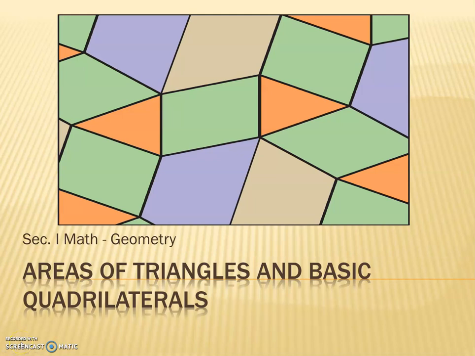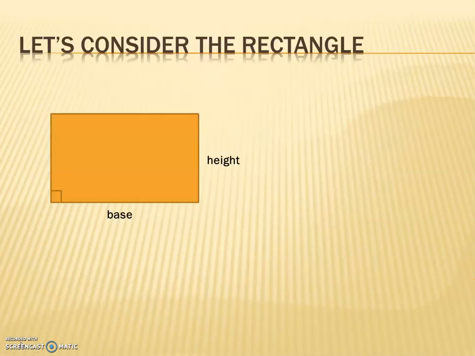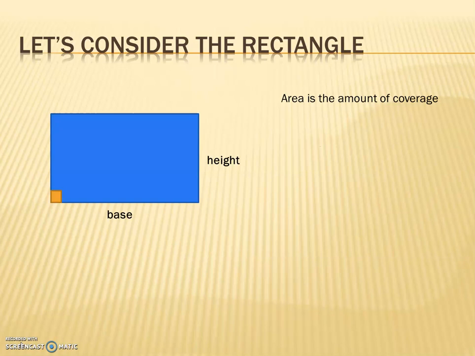This lesson is to discuss the area and perimeter of triangles, trapezoids, and parallelograms. So let's get started. A rectangle has a base and a height. They have right-angled corners, and opposite sides are equal. Sides are perpendicular. Area refers to the amount of coverage, so that would be the space inside of this shape.